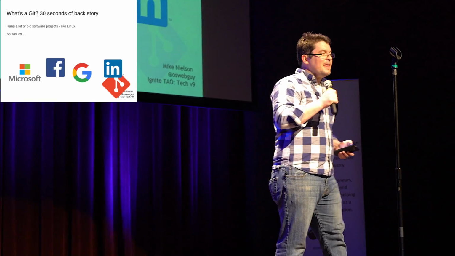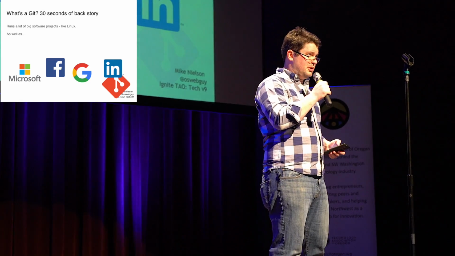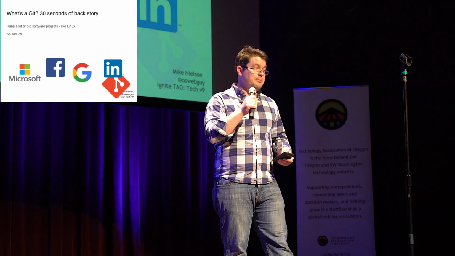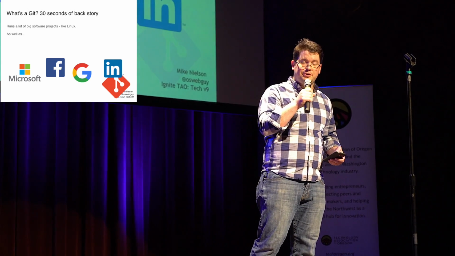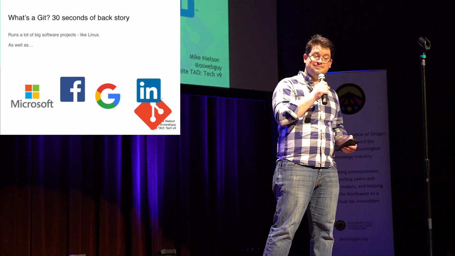So what's a Git? It's 30 seconds. Lots of big software companies use it: Facebook, Google, LinkedIn, Microsoft. It's an open source distributed version control system written originally here for the Linux kernel by Linus Torvalds right here in Portland, Oregon.